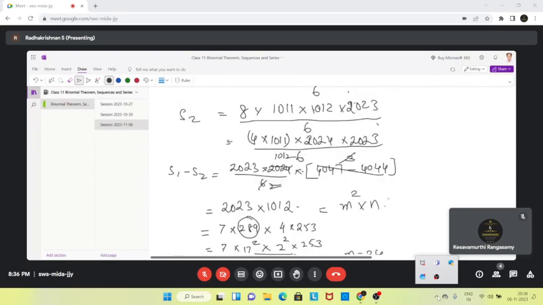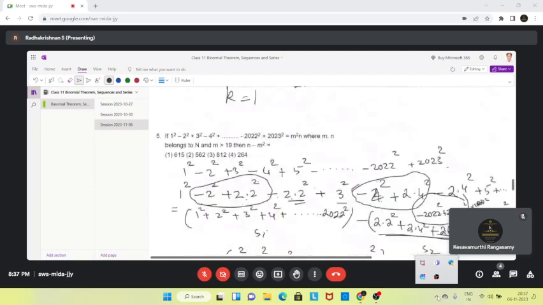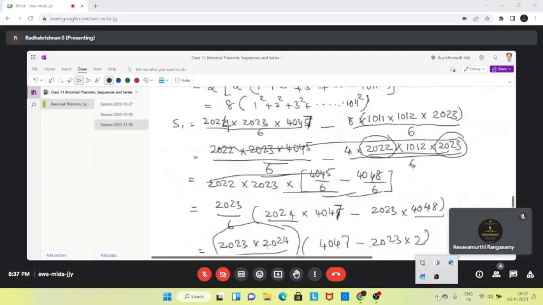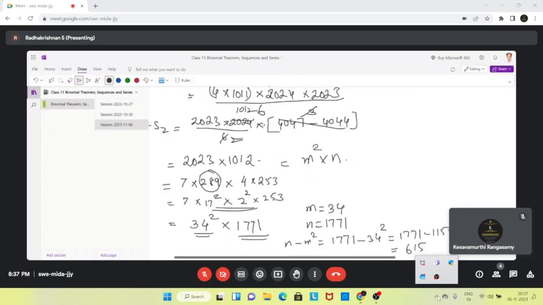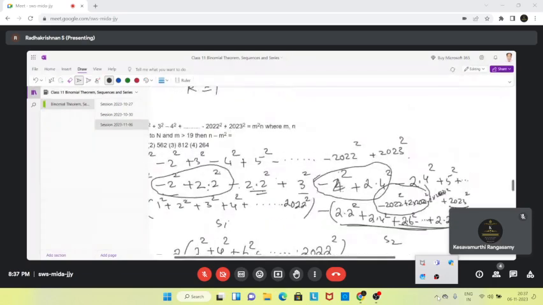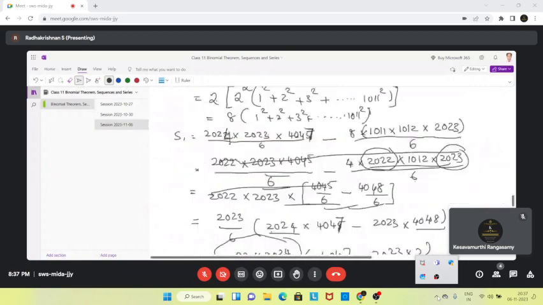And what are they asking? n minus m square. Again, n minus m square equals 1771 minus 34 square. And what is 34 square? 1156. So the answer is 650. So your first option.